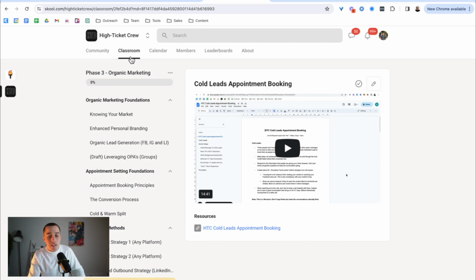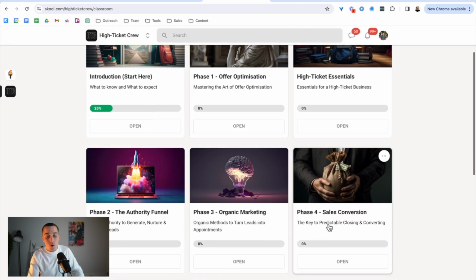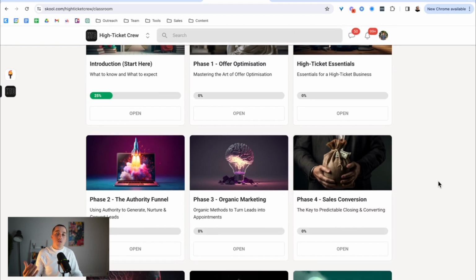That's yours to keep. And that's the same with every other phase as well. So we've got sales conversion. This is where I'm going to show you how to actually close deals over the phone. We've also got a DM close strategy. Once you pass a certain revenue point, you actually know how to close effectively and your messages are on point, and so on and so forth. I'll obviously teach you the DM close strategy.